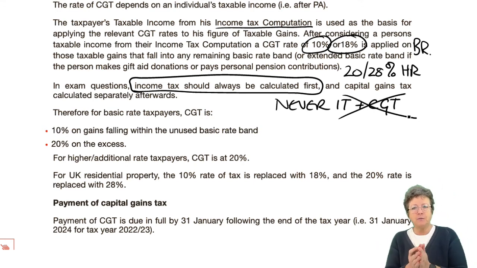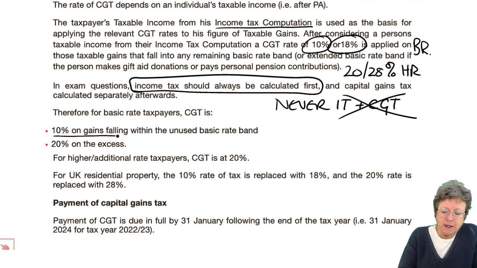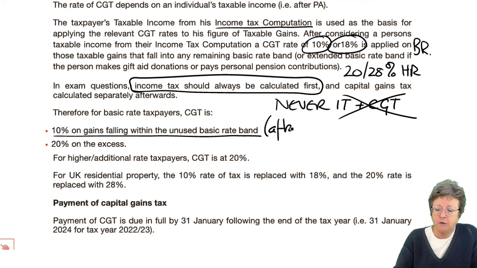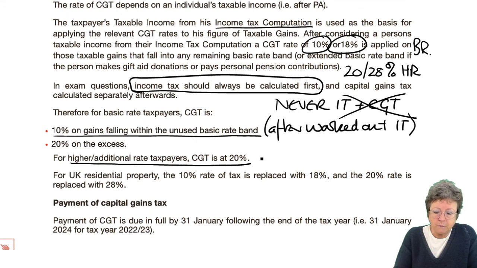We're using the income tax to work out whether somebody is at basic rate or high rate, because obviously if they're basic rate they pay at 10 and 18. If they're high rate they pay at 20 and 28, and that depends on how much of the basic rate band you've got left after you've done your income tax computation. So basic rate taxpayers pay 10% on the gains falling within any unused basic rate band after you've worked out their income tax position, and then 20% on the excess. High rate and additional rate pay at 20%.